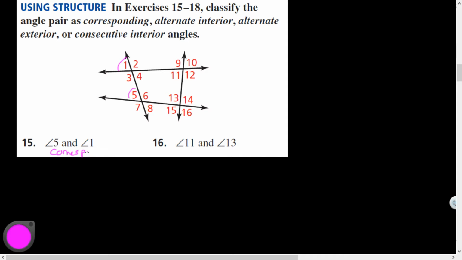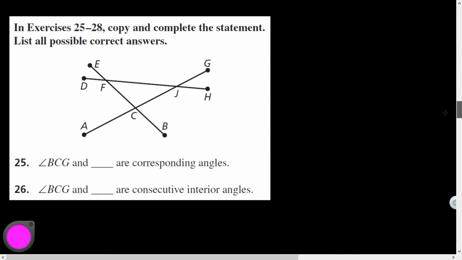The reason that is true is because those are in the same relative direction from their respective intersection, right? So for this little intersection here, the 5 is in kind of like the northwest territory, and for this intersection here, the 1 is in the northwest territory. That's the way I think about corresponding angles.